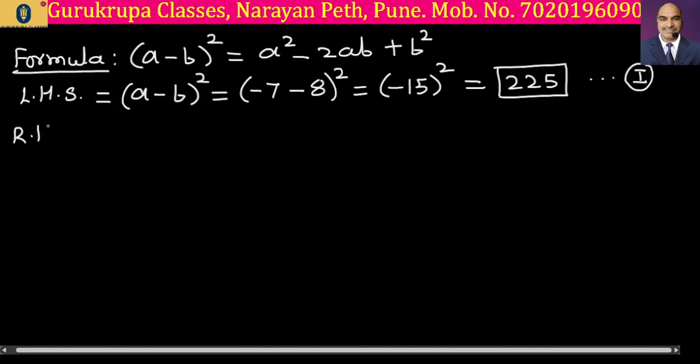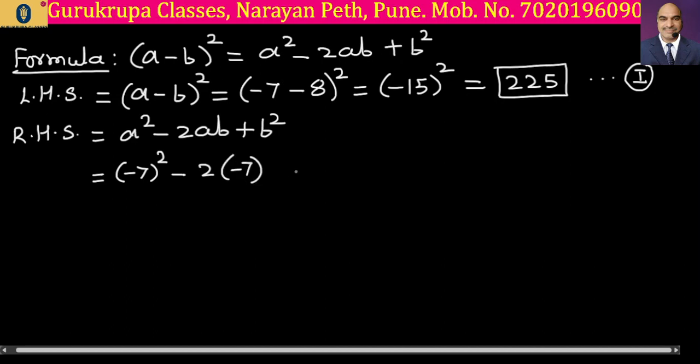And RHS of the formula also we got here, and that is a square minus 2ab plus b square. This is the right hand side of the formula. Now we look whether it also comes to value 225 or not. A square means minus 7 square, minus 2 into minus 7 into 8 and plus 8 square. Value of b is 8.